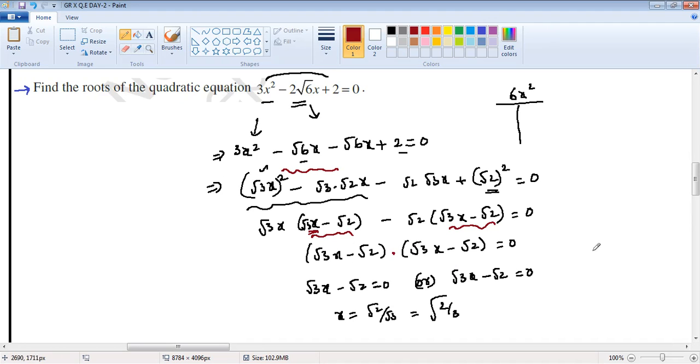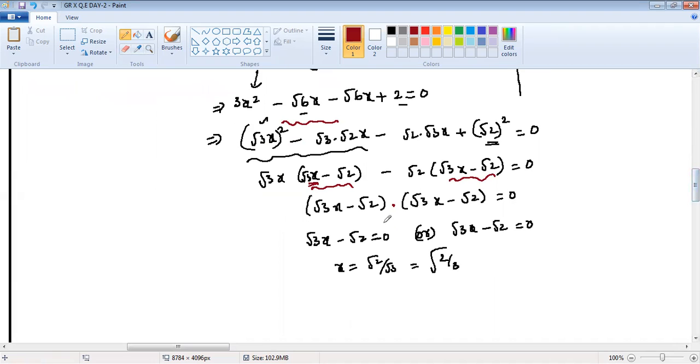So if the product of any two numbers is equal to 0, it is not required that both of them are 0. Any one of them can be 0. So either this one equals 0 or this one equals 0. But anyhow, both look similar. So x equals root 2 by root 3 is the answer. Then we can write it as root over 2 by 3. Now, are you clear? Then we can say the answer is similar.